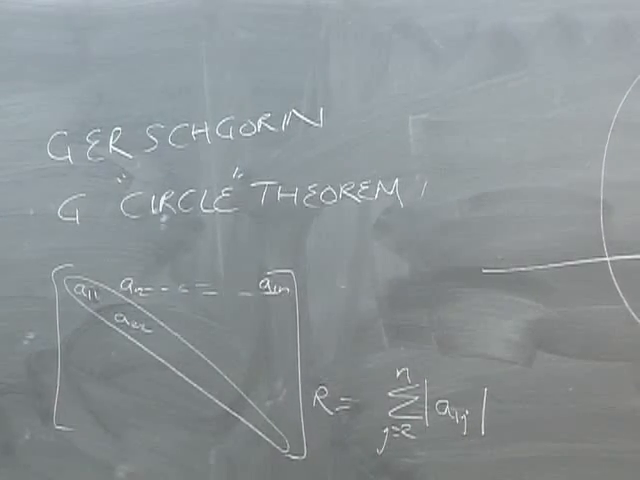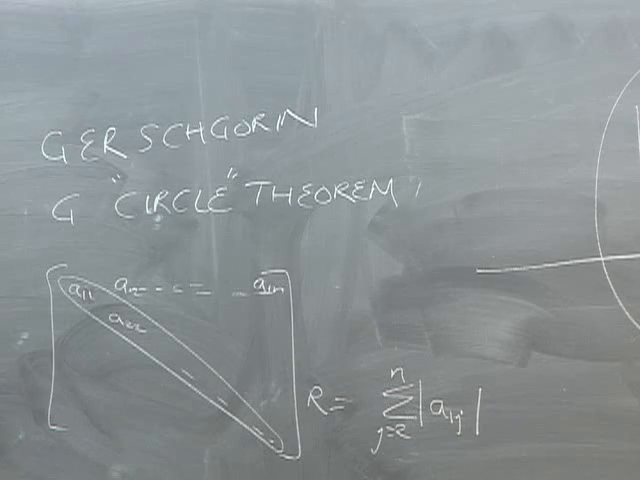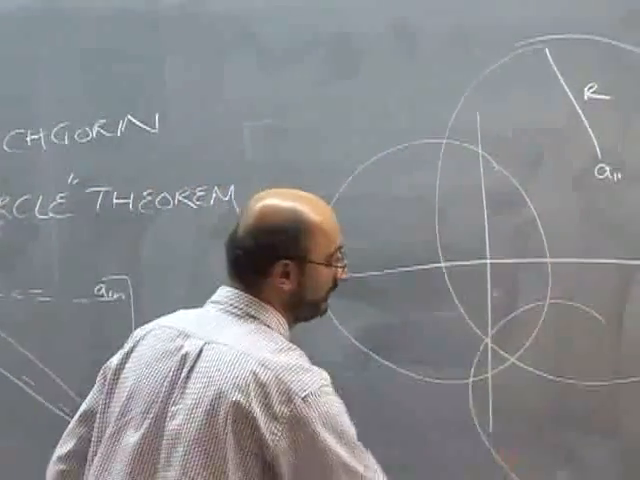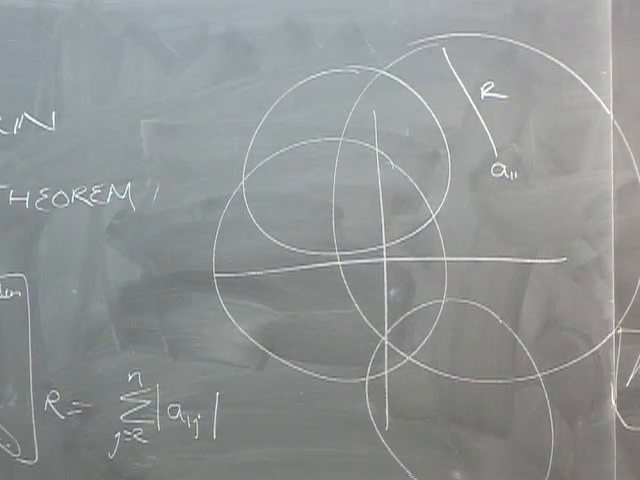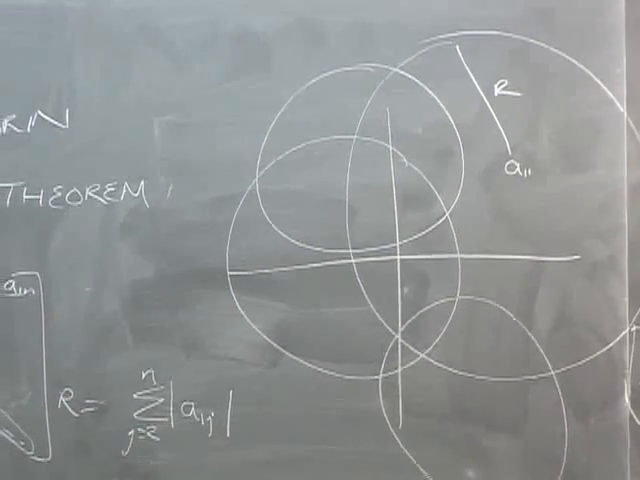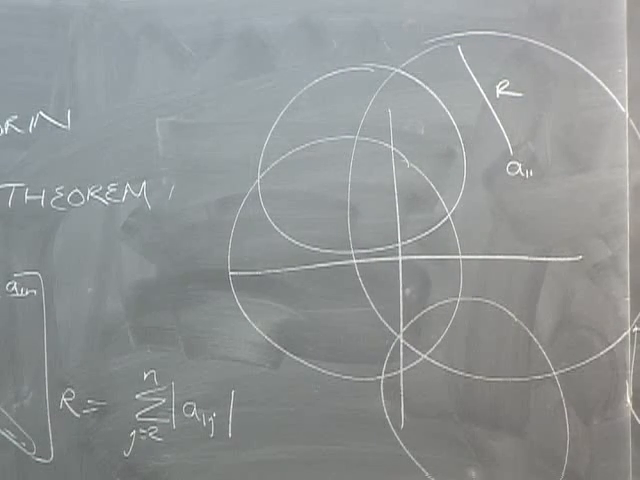So we can take each of these diagonal elements and view them as centers of disks, or circles, in the complex plane. We're going to have these things over here, and the eigenvalues are going to lie somewhere inside those disks. That's the so-called circle theorem. And intuitively, what's going on is this. Let's say that it's a diagonal matrix.